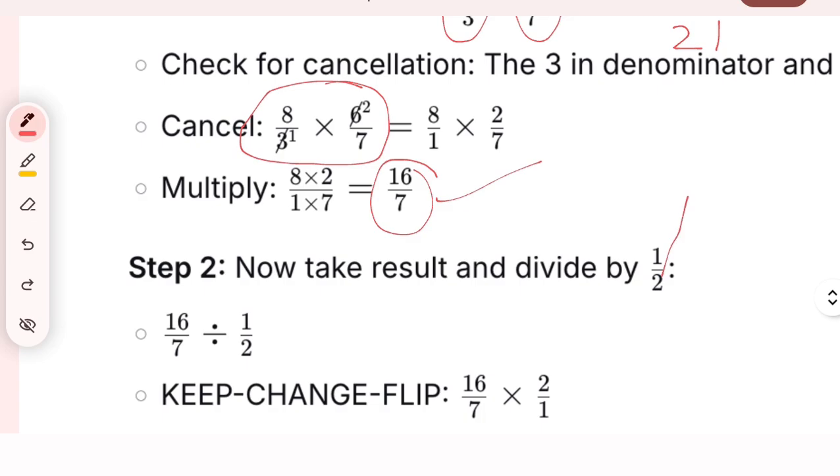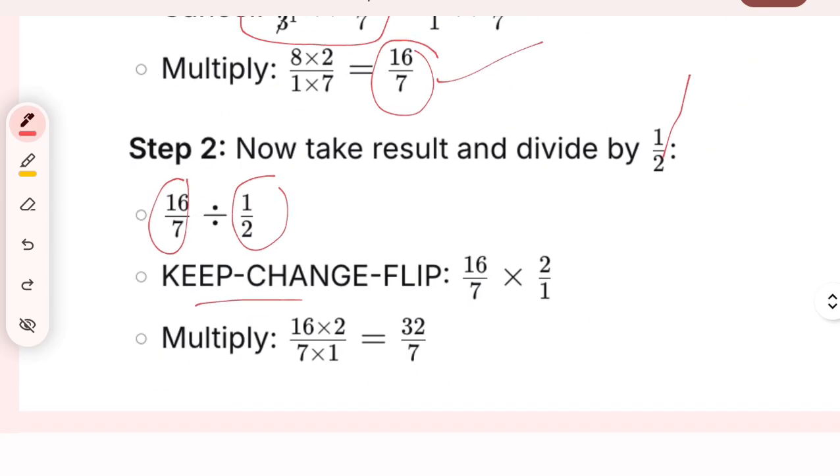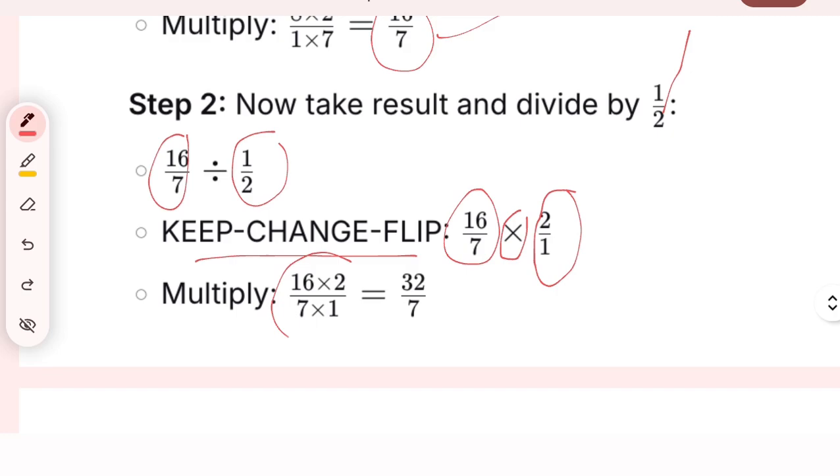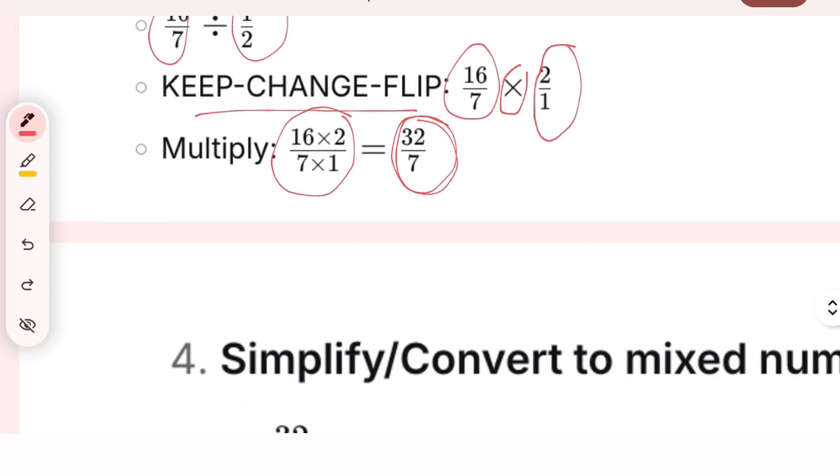Now that you have 16/7, remember you still have the other fraction. So 16/7 divided by 1/2. And you apply again keep, change, flip. So you keep 16/7. You change the division into multiplication, and then you flip 1/2 into 2/1. And then you multiply them. 16 times 2 is 32. 7 times 1 is 7. So it's 32/7, the final fraction now. After multiplying 3 fractions, the answer is 32/7.